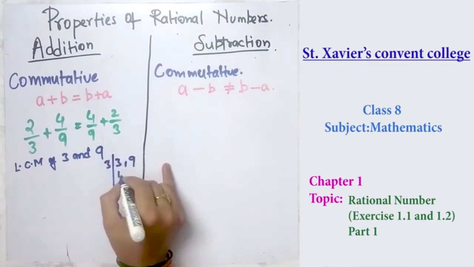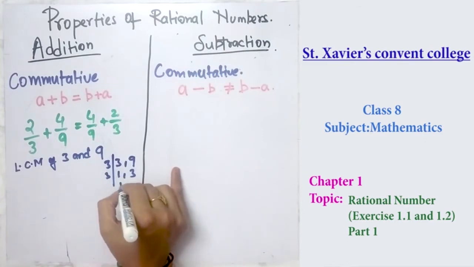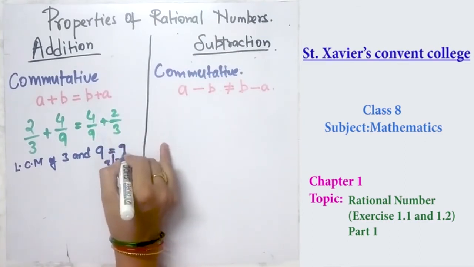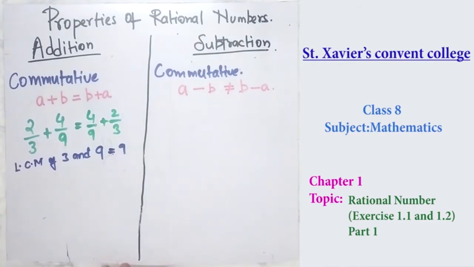3 and 9 LCM, how are you going to take? 3 1s are 3, 3 3s are 9, 3 1s are 3. 1, 1. Now the LCM will be 9. After taking the LCM of 3 and 9, we get the LCM of 9.